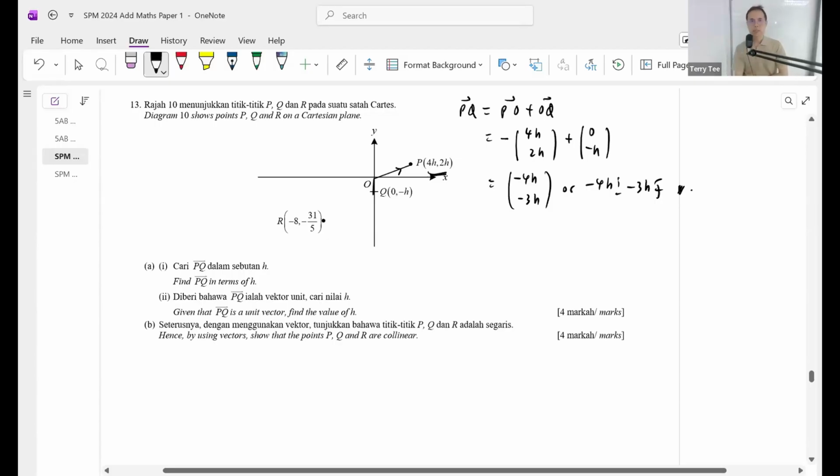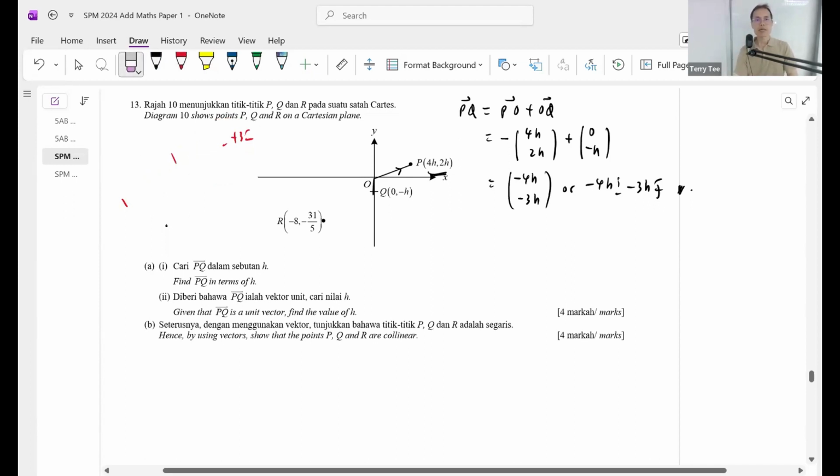Now next, they say that PQ is a unit vector. Find h. Okay, remember what is a unit vector? Unit vector is a vector, when you divide by its own magnitude, you get how many units? 1 unit. Unit vector is always 1 unit. For example, classic example, just to help you understand. Let's say this is 4i plus 3j. The magnitude of 3 and 4 is 5. So this length is 5 units. When you subdivide into 5 parts, each part will be 1 unit. That's why if you get 4i plus 3j, you divide by 5, this value has a magnitude of 1 unit, right? It's only 1 unit.